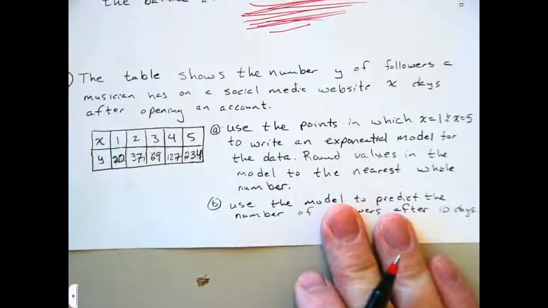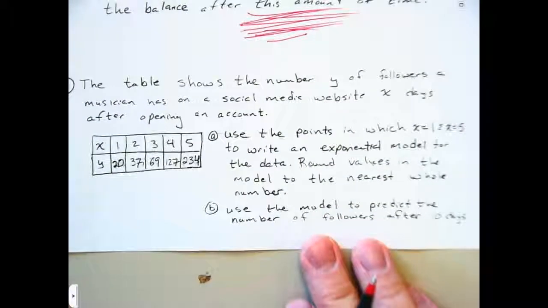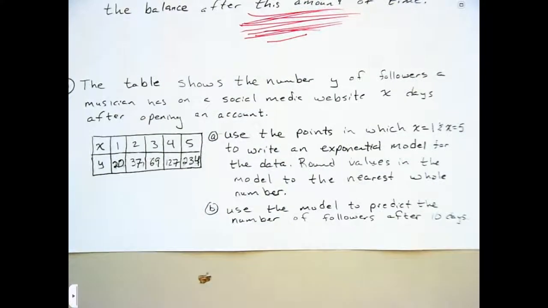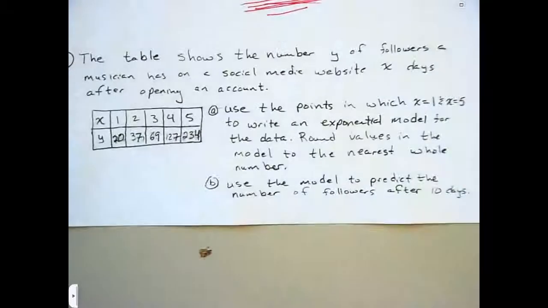Last one is number 10. Now, this one I can understand a bit of the confusion, but let's go through it. Number 10, the table shows the number y of followers, maybe flowers would be better, but of followers a musician has on a social media website x days after opening an account.